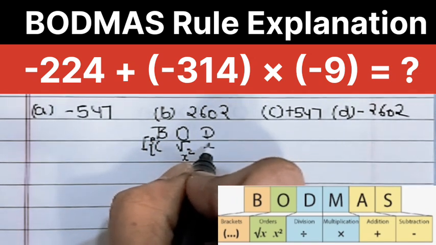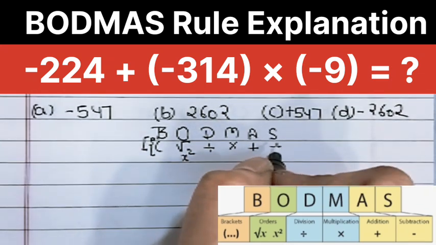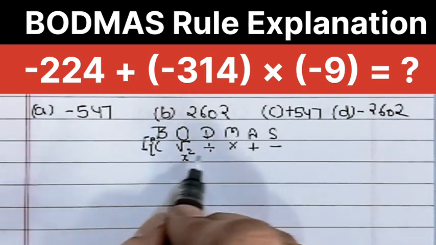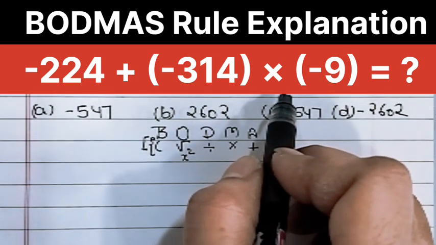D stands for division. M stands for multiplication. A stands for addition. S stands for subtraction. Now, according to the BODMAS sequence, we break down this expression with a step-by-step solution.